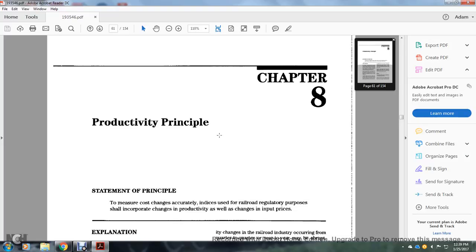Chapter 8, Productivity Principle. Statement of principle. The measurement of cost change accurately induced with railroad regulatory purposes shall incorporate the change in productivity as well as the change in input price.